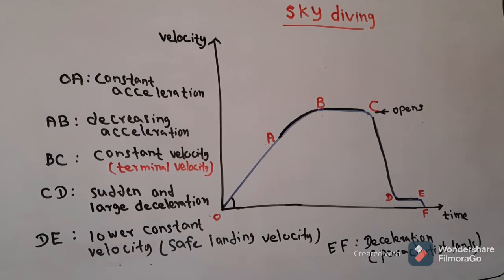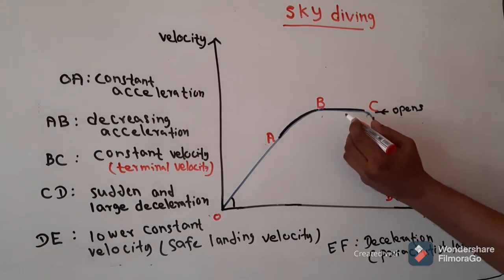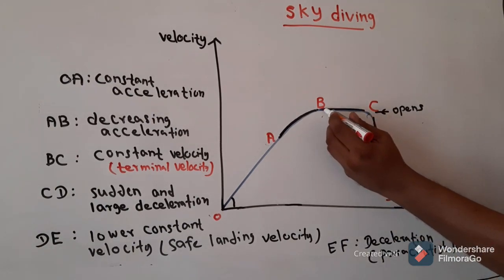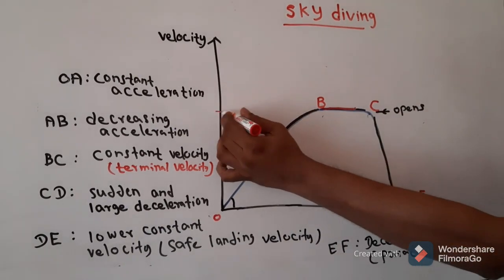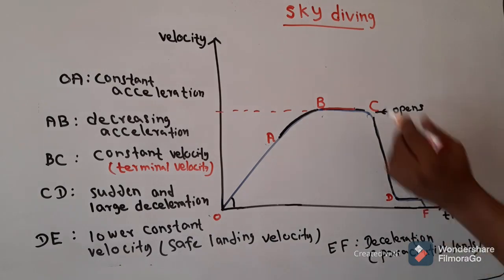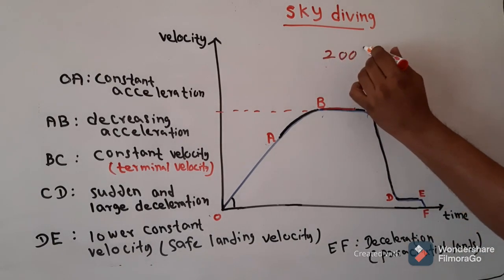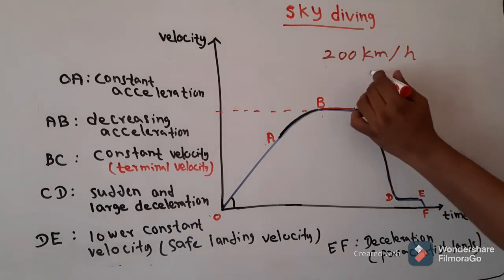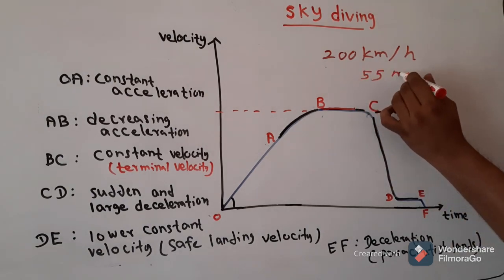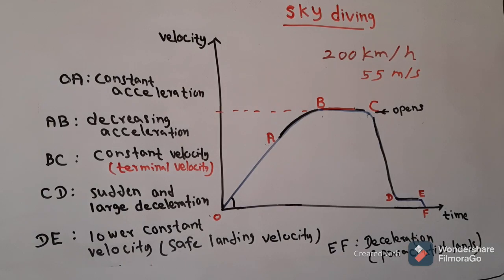If we consider these values, what may be the terminal velocity for a parachutist? This value may be roughly 200 kilometers per hour, or around 55 meters per second. So this is a huge value.